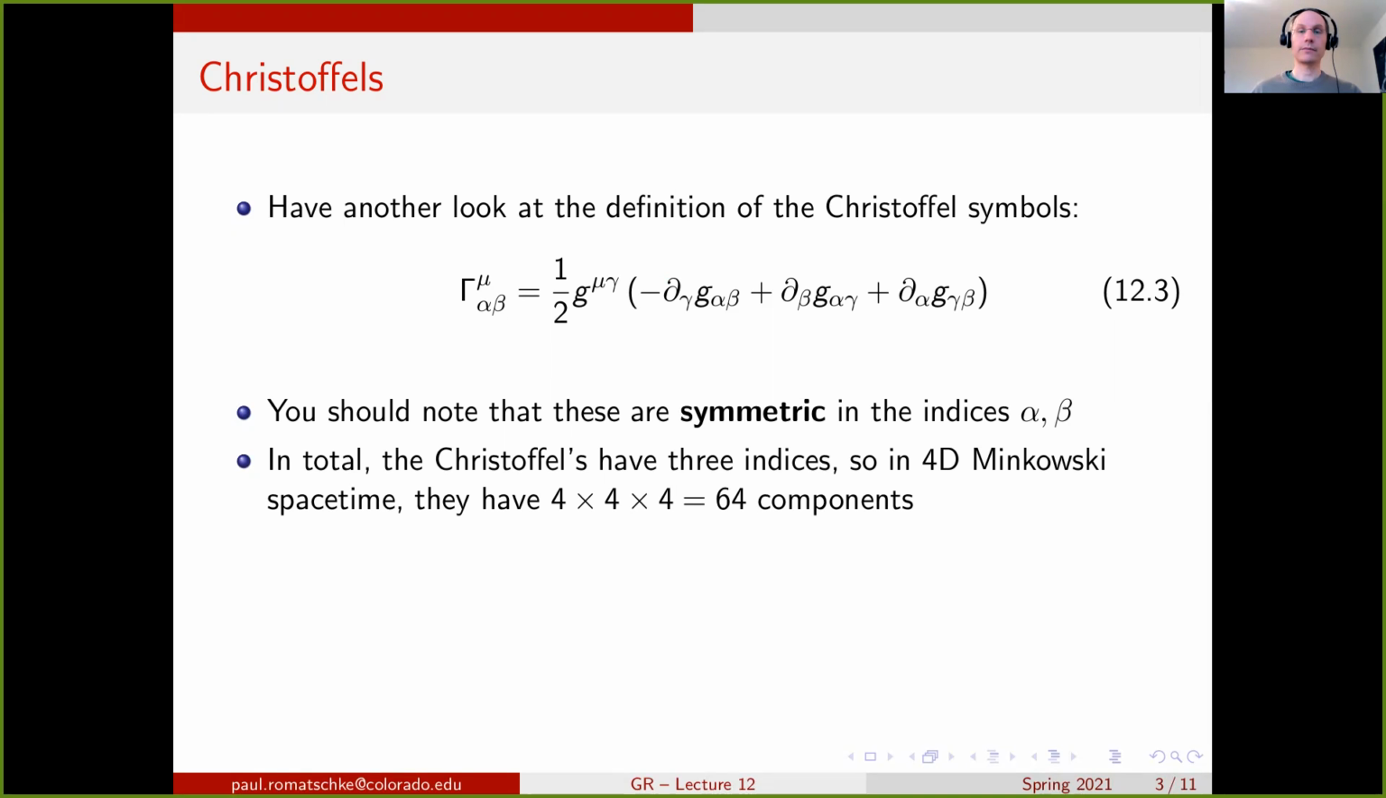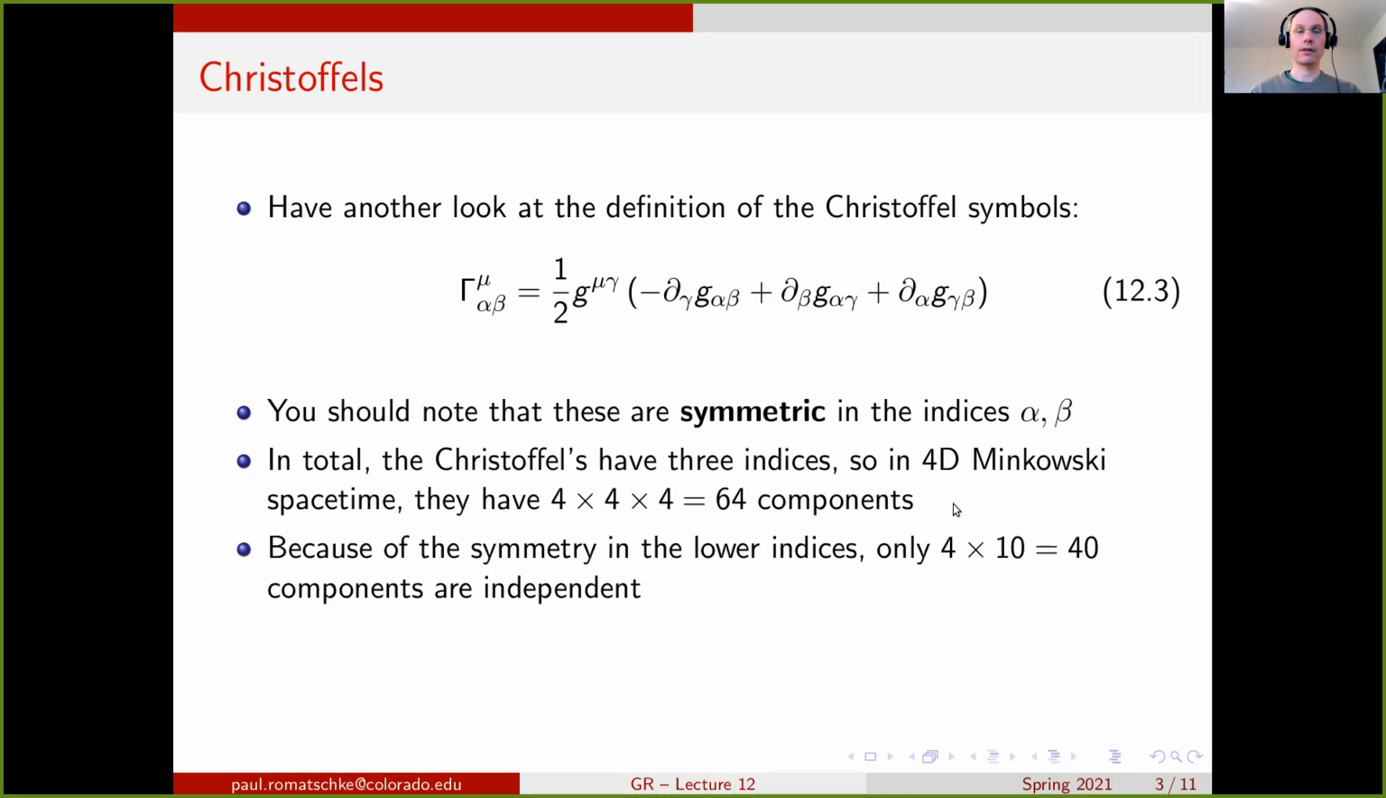In four-dimensional spacetime, the Christoffel symbols have three indices. So that means they can take 4 by 4 by 4 values or components. That's 64 for four-dimensional Minkowski space. However, because these lower indices alpha and beta are symmetric, not all of these 64 components are independent. It so happens that for this 4 by 4 matrix part representing the lower indices, only the symmetric part contributes.